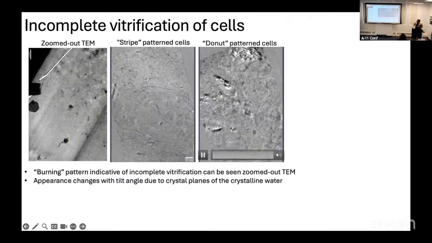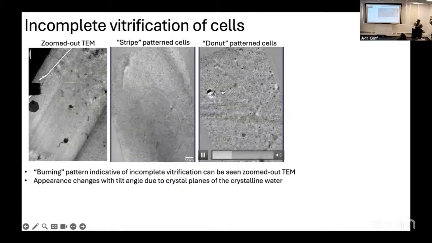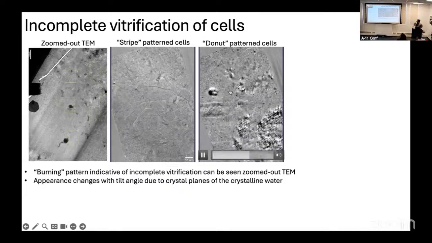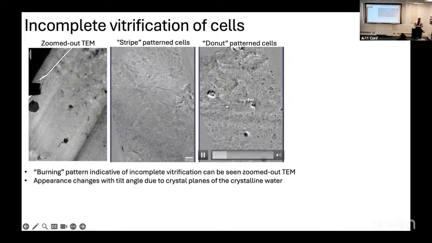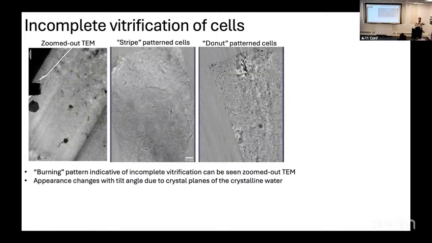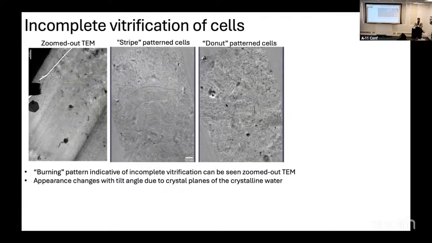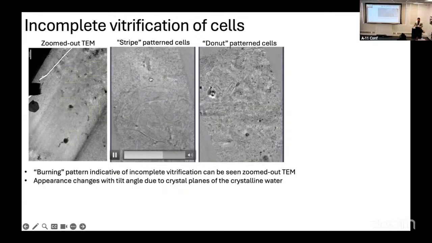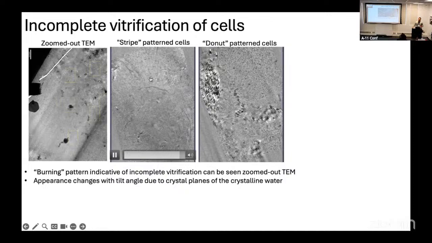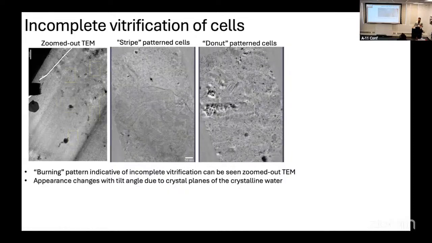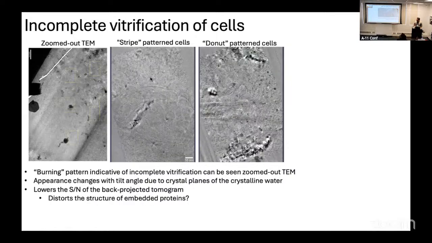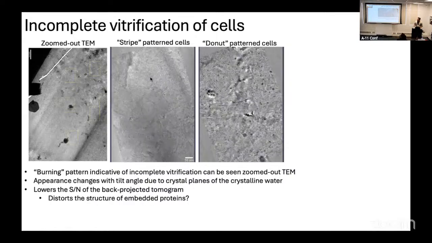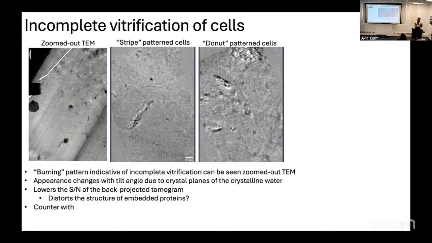And interestingly enough, you can see that the crystal planes are restricted to within membranes. So you can see that there's like a thing and it pops up. So it's almost like the ice crystal forms and hits the membrane, stops. And within these samples, especially this sample, I was able to get a low resolution ribosome structure. So you're able to get stuff, but the signal to noise is much, much lower, and it may distort the structure of embedded proteins.